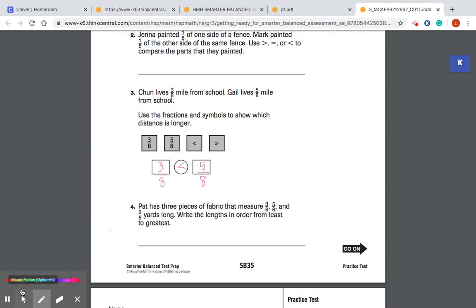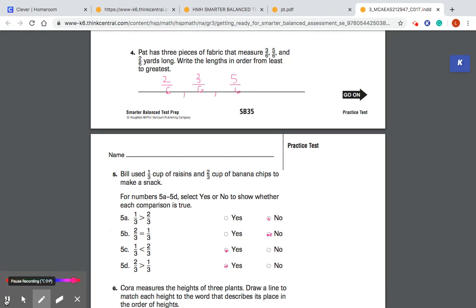Number 4, Pat has 3 pieces of fabric that measure 3/6, 5/6, and 2/6 yards long. Write the lengths in order from least to greatest. Remember to do least first, the smallest. And so if I was looking at this, I noticed that the denominators are all the same. So all I have to do is put the numerators in order from least, from 2 to 3 to 5.